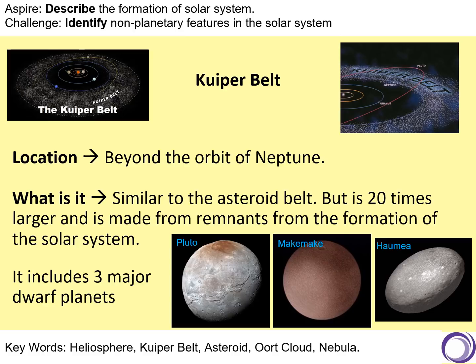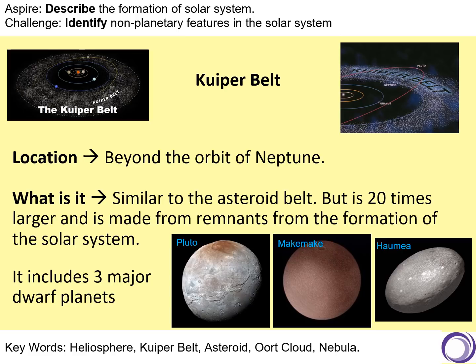Albion, which curiously is a prehistoric name given to Great Britain many moons ago, was first discovered in 1992 as part of this Kuiper belt. So before then we didn't even think that it existed. It is just further beyond the orbit of Neptune. Now what is it? It's basically the same as the asteroid belt. It just contains small bodies or remnants from when the solar system first formed.